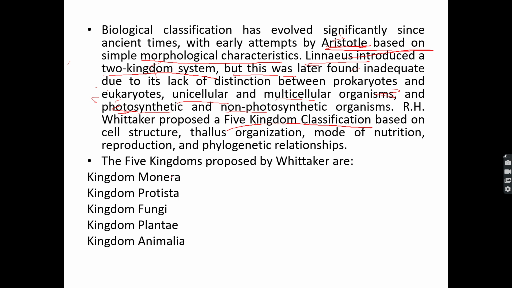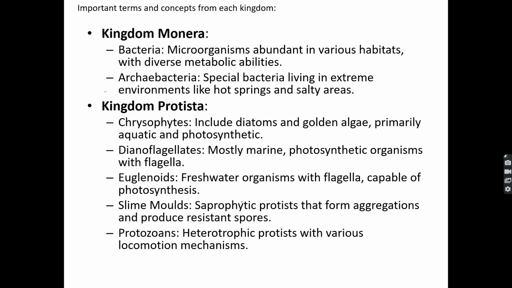Now, on the basis of this five kingdom classification proposed by Whittaker, the whole of the organisms are divided into five groups: kingdom Monera, kingdom Protista, kingdom Fungi, kingdom Plantae, kingdom Animalia. Let's see in brief how they are different from each other. Now, first kingdom is kingdom Monera, which includes bacteria.